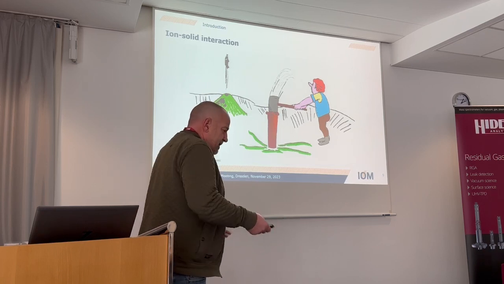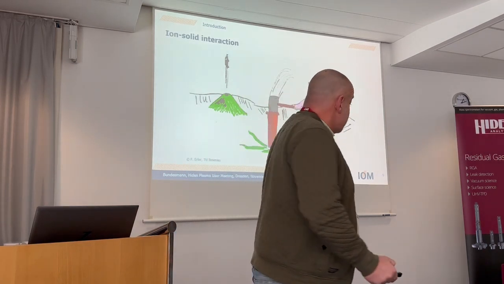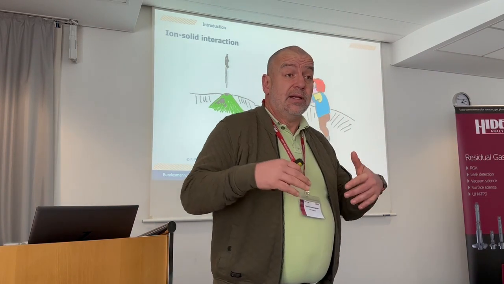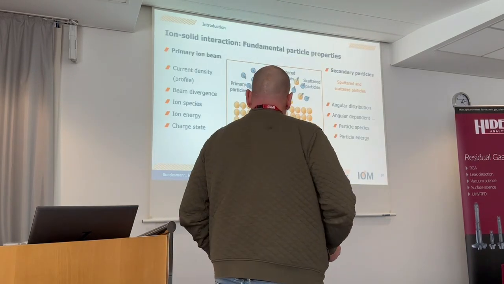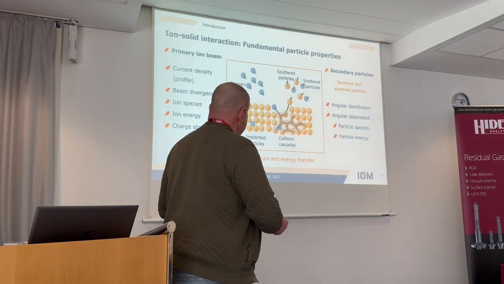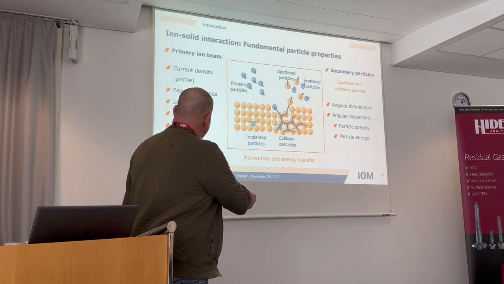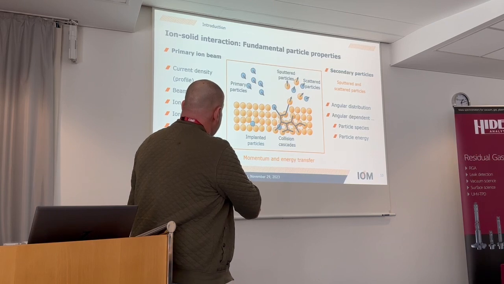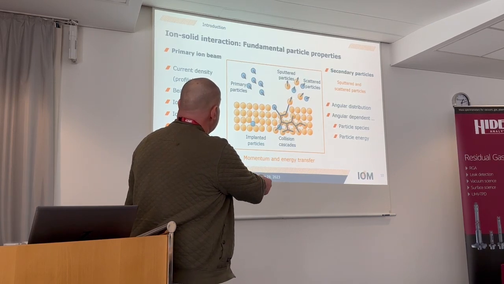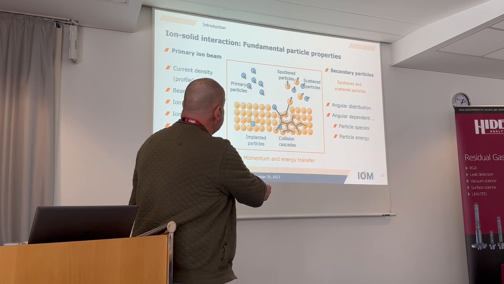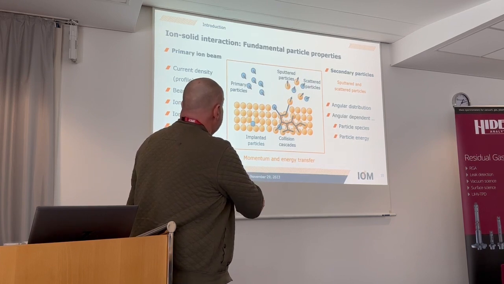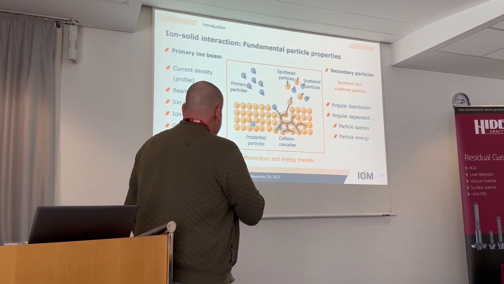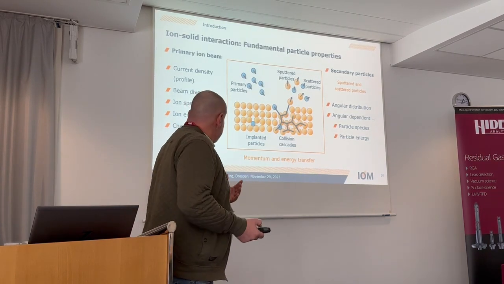All this is based on ion-solid interactions. A nice picture: you have an incident ion, and somewhere another particle is emitted from the surface. In a smaller and more realistic picture, it looks like this. You have a primary ion beam, a collision cascade evolves, and by momentum and energy transfer, sputtered particles leave the target, and also scattered primary particles leave the target. And what are you interested in? First of all, the primary particles. You need the current density profile.